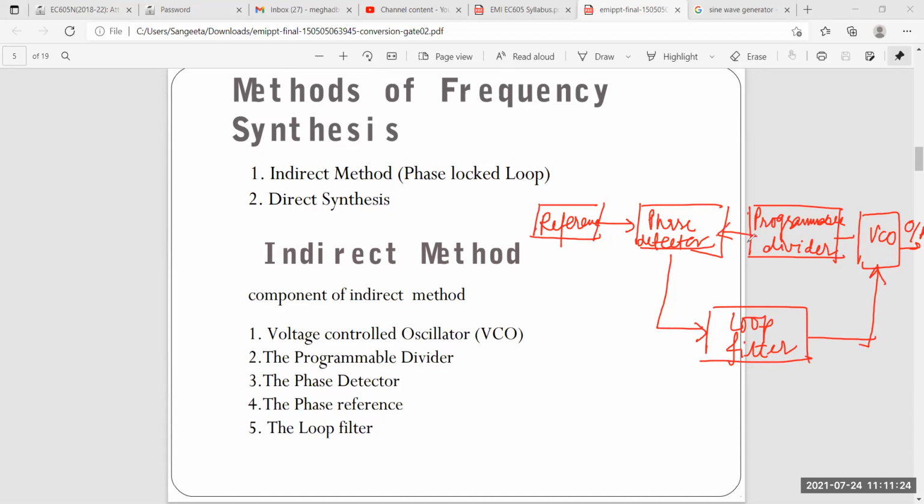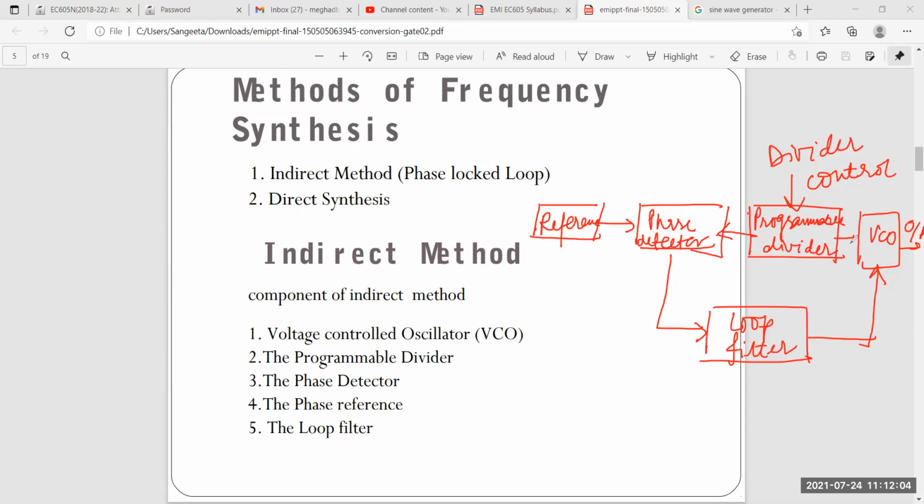This arrow will be like this. So you can see here, the divider control is just at the top of the programmable divider. There is a divider control actually. So these are the main components which I told you that the indirect method requires. This is the outlook of how they are connected: reference, then phase detector, then programmable divider, then VCO, and the output.